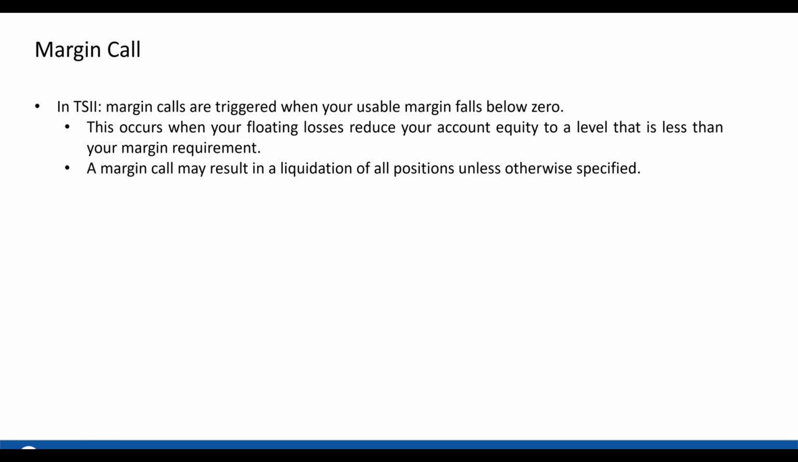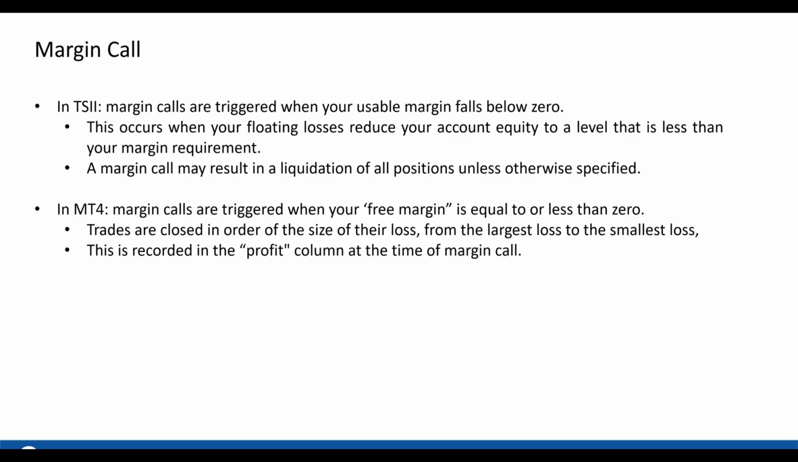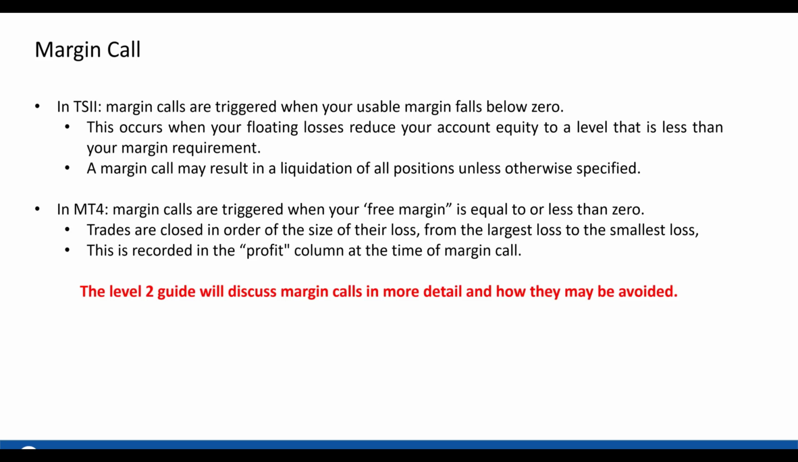In TS2, margin calls are triggered when your usable margin falls below zero. This occurs when your floating losses reduce your account equity to a level that is less than your margin requirement. A margin call may result in liquidation of all positions unless otherwise specified. In MT4, margin calls are triggered when your free margin is equal to or less than zero. Trades are closed in order of the size of their loss, from the largest loss to the smallest loss. This is recorded in the profit column at the time of the margin call. Please note that the Level 2 guide will discuss margin calls in more detail and how they may be avoided.